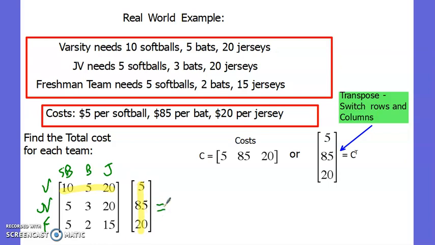Go ahead and practice that one. I'll pause the video now. Go ahead and fill in the numbers. It's a good chance to kind of practice doing that multiplication, and then we'll move on to one more example.